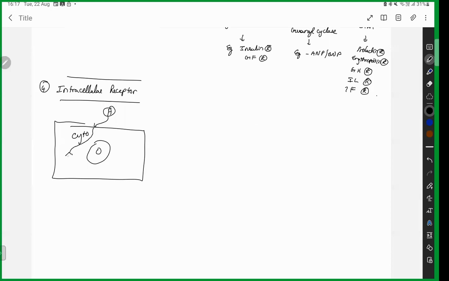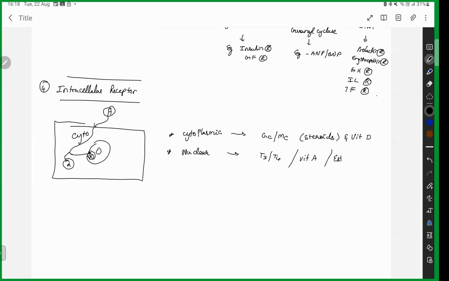So it has two pathways. Either it can directly go inside and form the receptor complex in the nucleus, or it can form the receptor complex in the cytoplasm. Cytoplasmic drugs, for example, are glucocorticoids, mineralocorticoids, steroids, and vitamin D. Then you have the nuclear ones: T3, T4, vitamin A, estrogen.